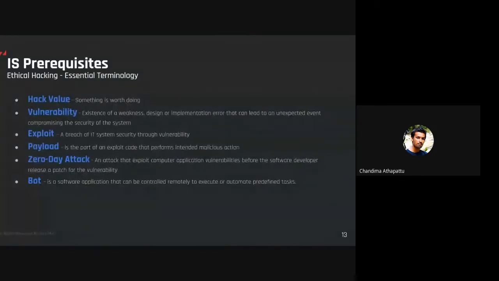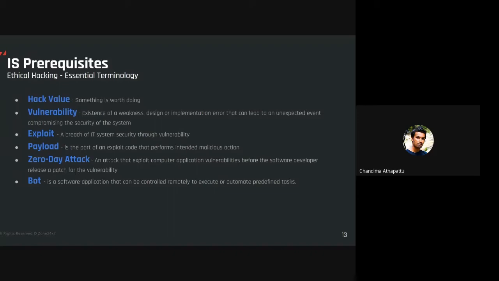Now I'm coming to the ethical hacking term. Here I brought out different terminologies. Hack value and vulnerability. What is a vulnerability? It's a weakness in design or an implementation error. An exploit is a breach of a vulnerability. A payload is something that we can use as a part to exploit the code.